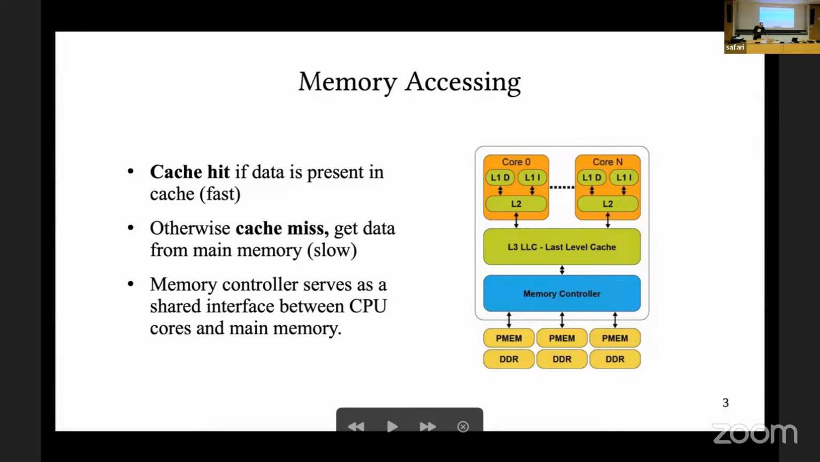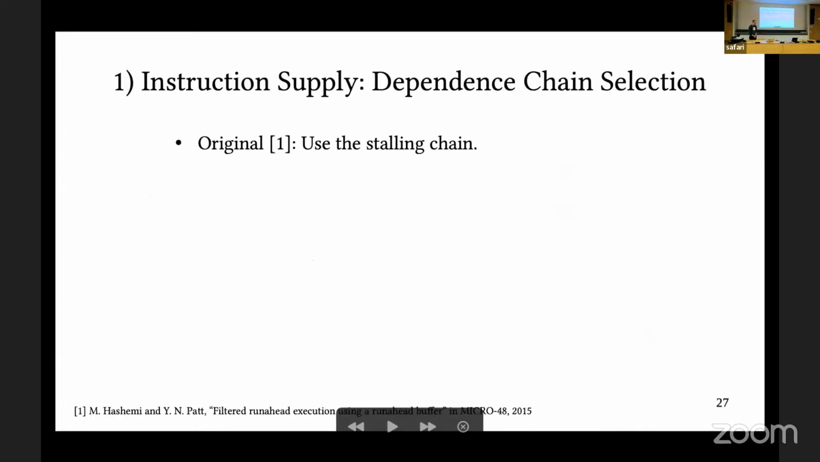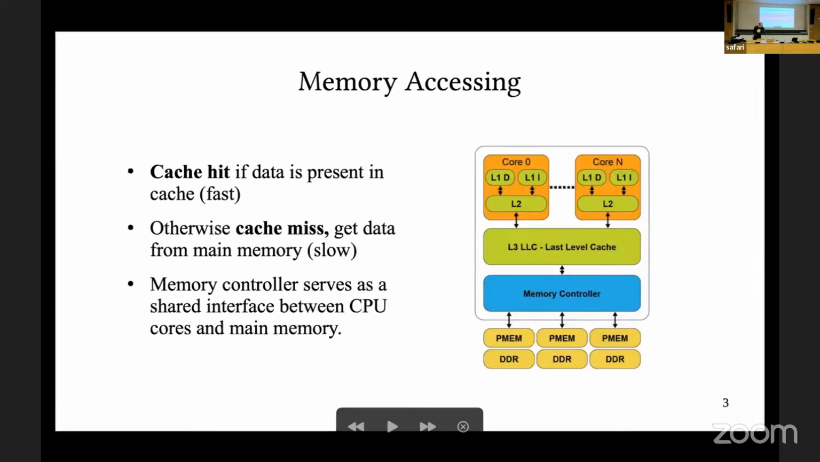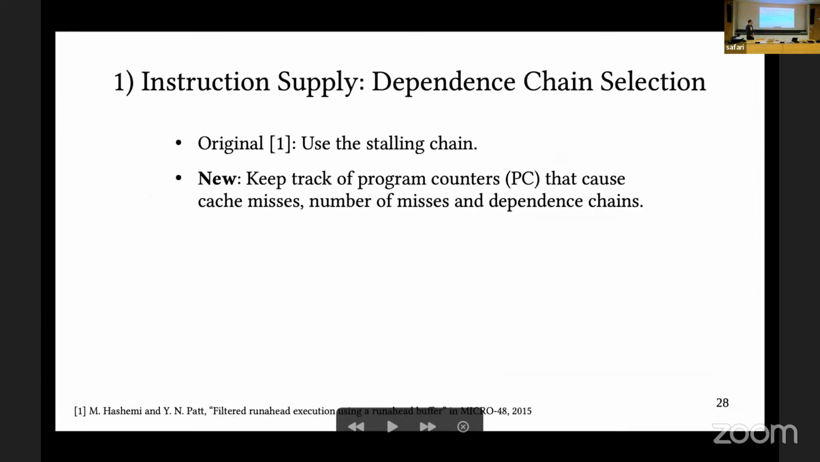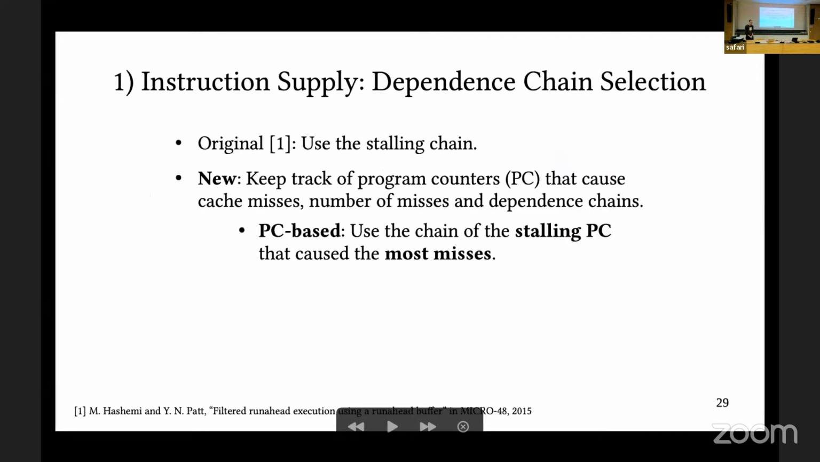Yeah, so this is another paper that also does Runahead, and it does it, like I said, in the stalling window, and it just uses the chain for the stalling instruction. They call it original here, so that's why I called it original as well. So if you see original in the plot, that's that. But in this paper, they actually propose some new techniques, and for all of those, they keep track of misses, right? They keep track of where they occur, how often they occur at that load, and also all the dependence chains that lead to it. And based on that information, you can make a decision what to execute.